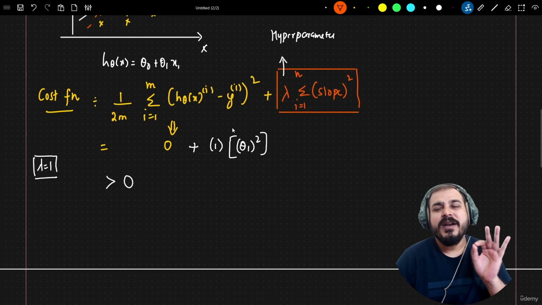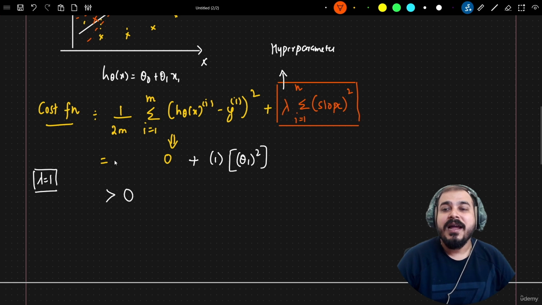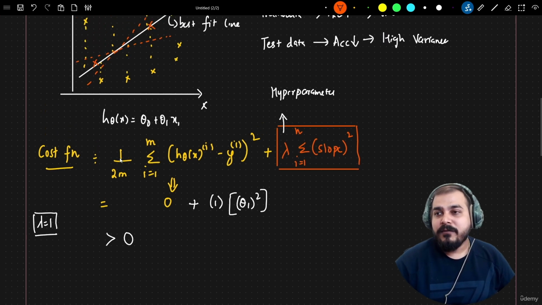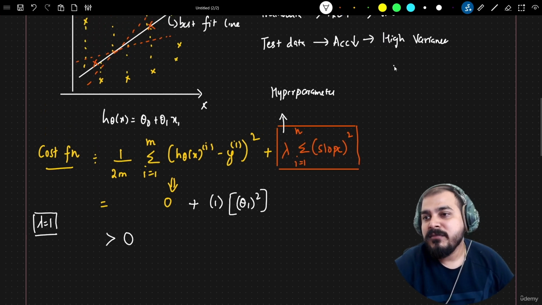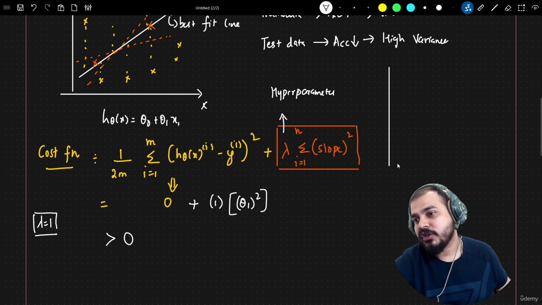But one very important interview question that may come: what is the relationship between lambda and slope square? For this, let's draw that same curve that we discussed with respect to simple linear regression.